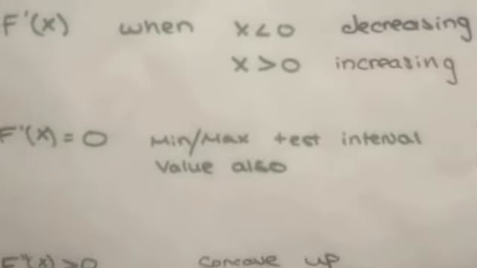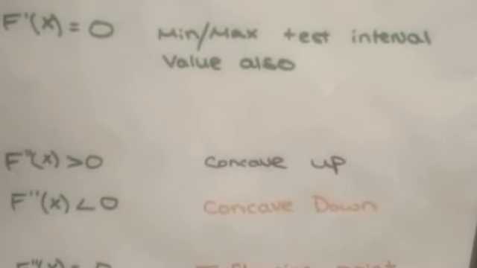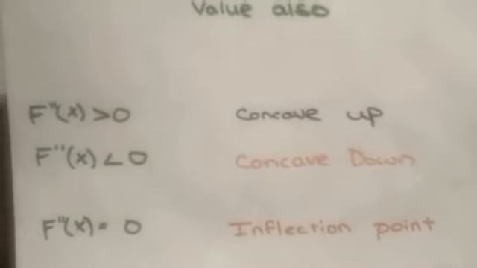The function is concave up when f double prime of x is greater than 0, and f of x is concave down when f double prime of x is less than 0. Also, there are inflection points where f double prime of x equals 0.